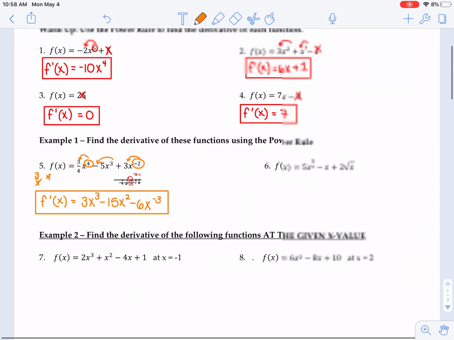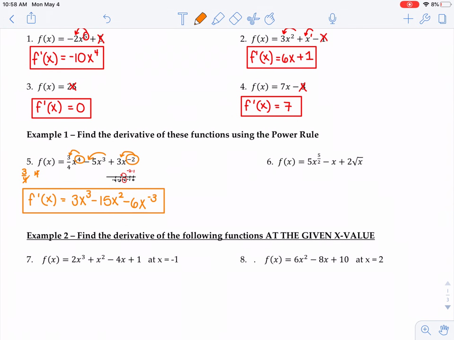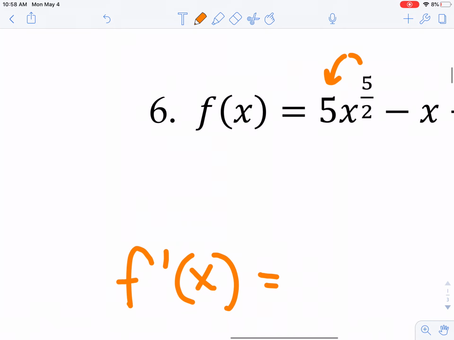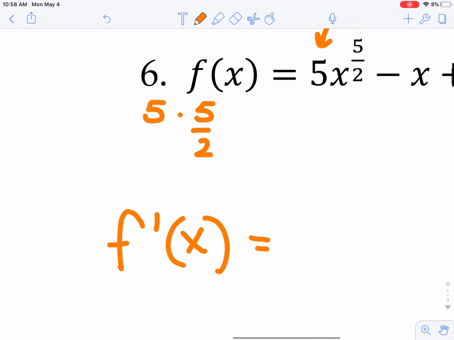We're done. Okay, next problem, same story, just a little step up. Drop down the fraction exponent, same story. So it's 5 times 5/2. Again, you can use your calculator. This is just going to be 25/2.